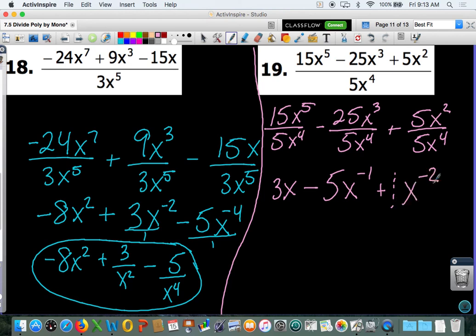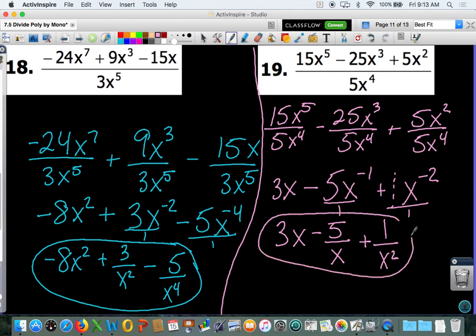Again, we cannot have negative exponents, so let's simplify. 3x, because there are no negative exponents, that's all positive. Minus, make this a fraction, 5 stays on top, the x moves to the bottom. Plus, again a fraction, 1 stays on top, x squared moves to the bottom. So your final answer should be 3x minus 5 over x plus 1 over x squared.